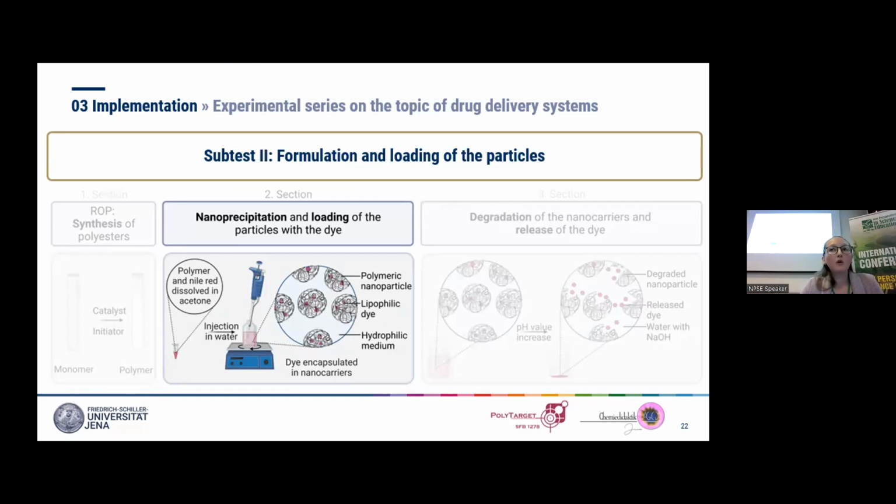If we want to load the particles with a dye, we choose Nile red, and the dye is also dissolved in the same solvent, acetone. After this, the organic phase with the polymer and the Nile red is taken and added into water. Then on a stirring plate, the acetone evaporates and the nanoparticles are formulated. So these processes are based on the different polarities.